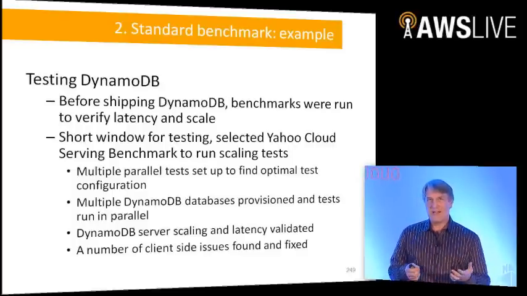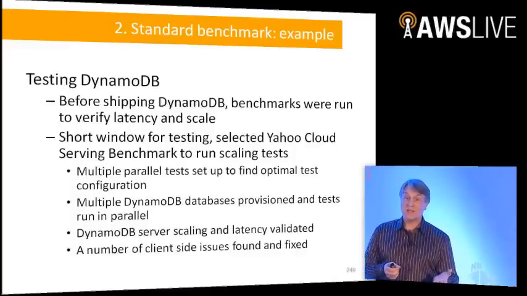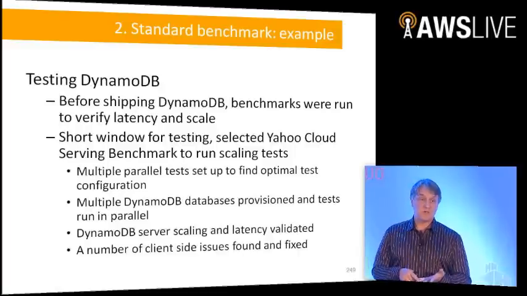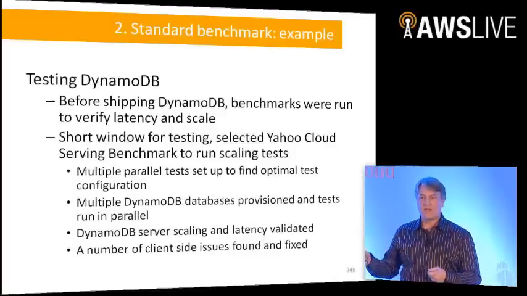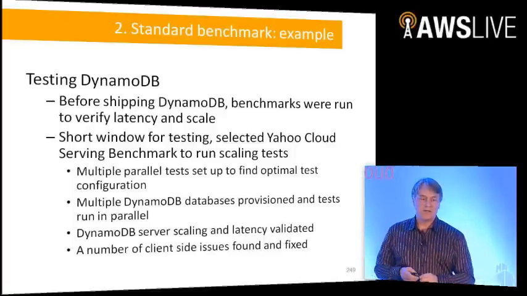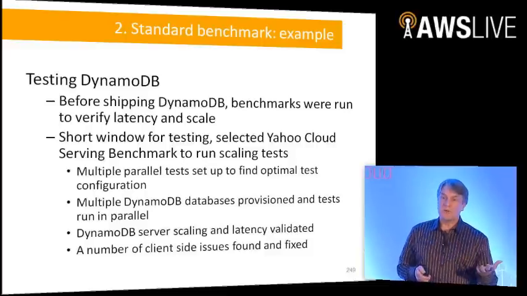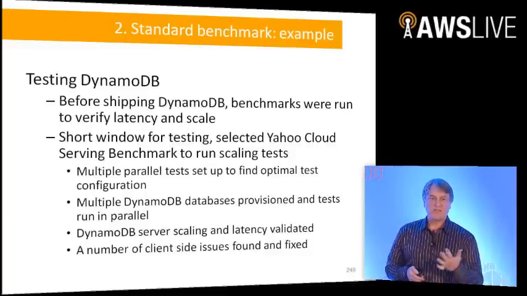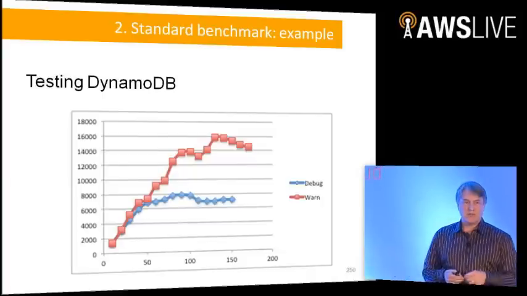I had the luxury of using CC2 8XLs, the largest systems we had, to generate lots of load. I was testing with 1 billion rows, a terabyte of data, up to 100,000 requests per second. The way I was able to do that quickly was running lots of tests in parallel. The interesting thing is I found lots of things out. The server was great. I actually found lots of bottlenecks and problems in our client APIs, which we fixed before release.